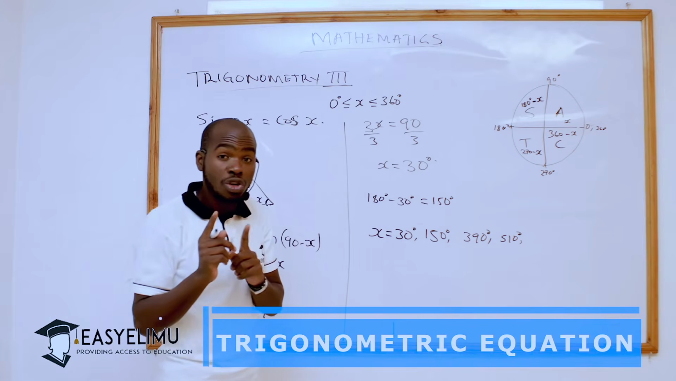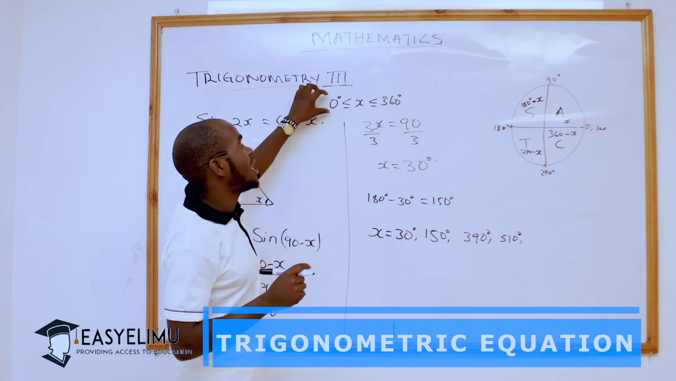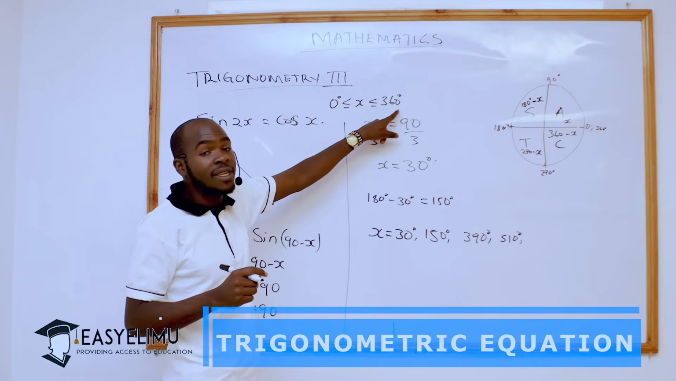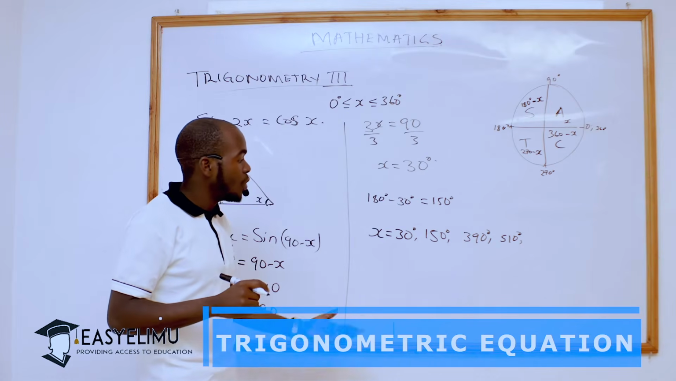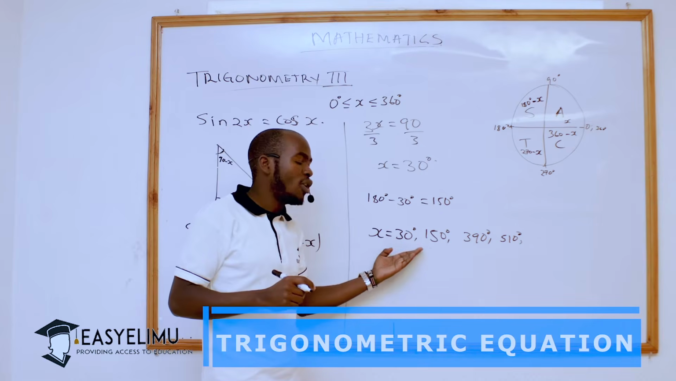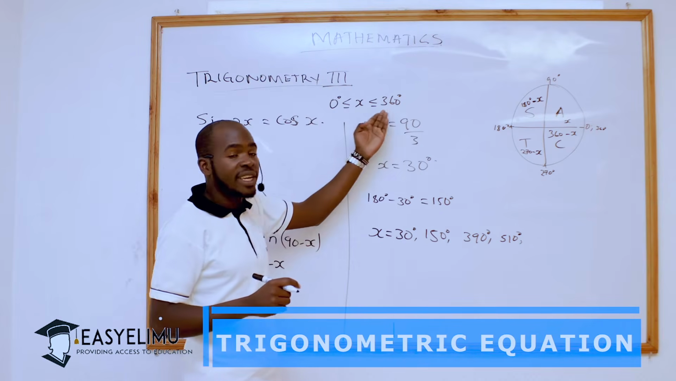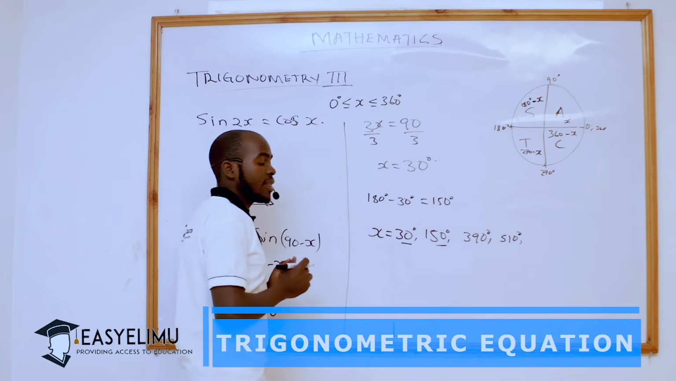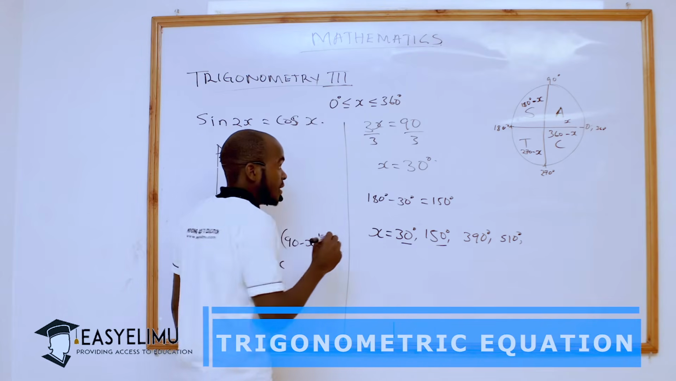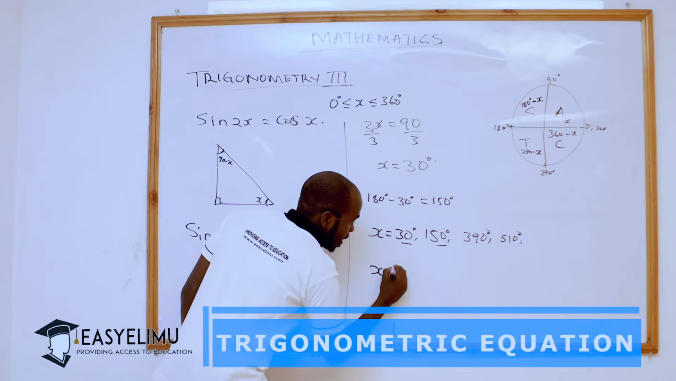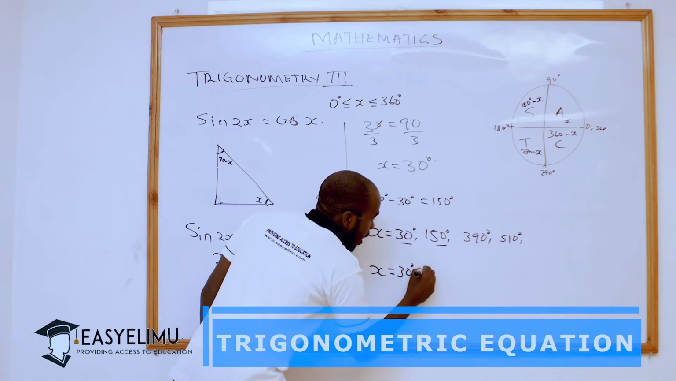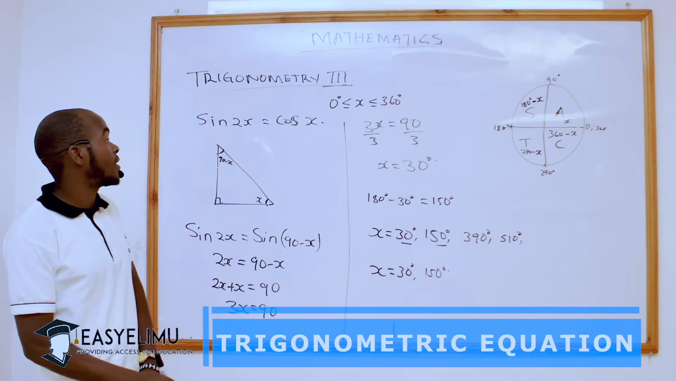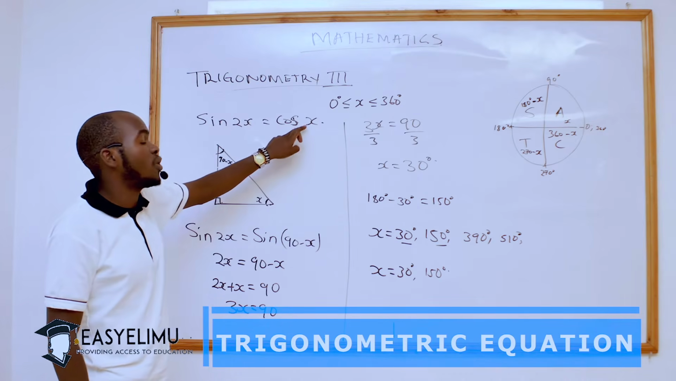But what you should keep in mind is, what does your range represent? Our range here is between 0 degrees to 360 degrees. So we shall find which angles lie between this range. And we shall find the two angles, which are 30 degrees and 150 degrees. So meaning that our x will be 30 degrees and 150 degrees only. And that is the answer of sine 2x equals cos x.